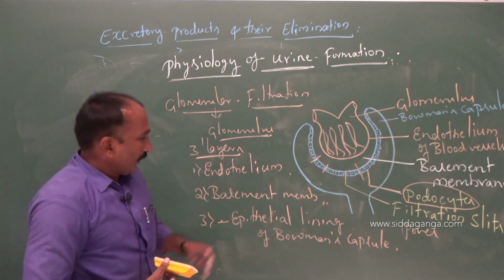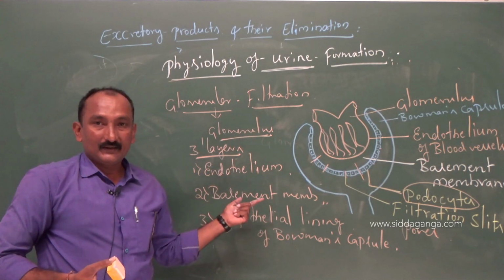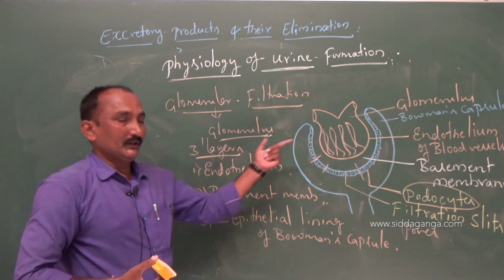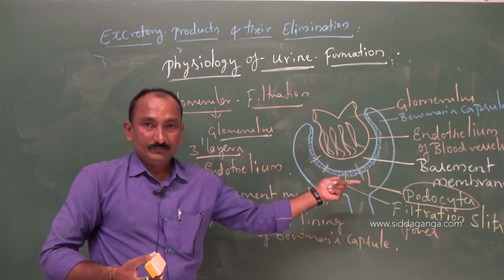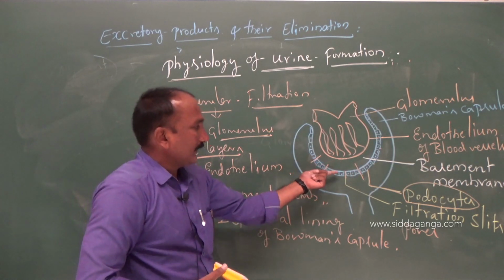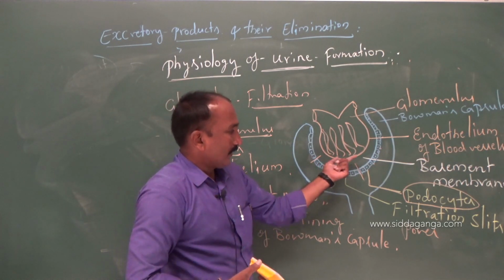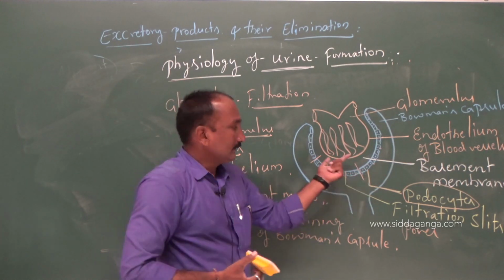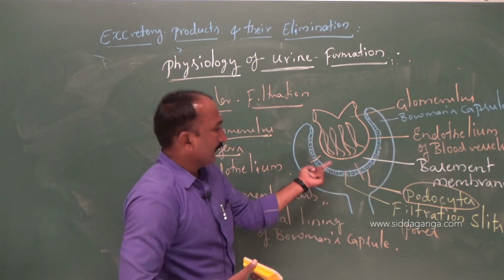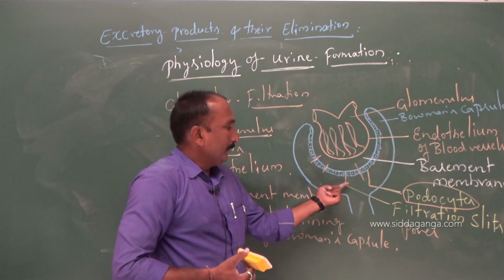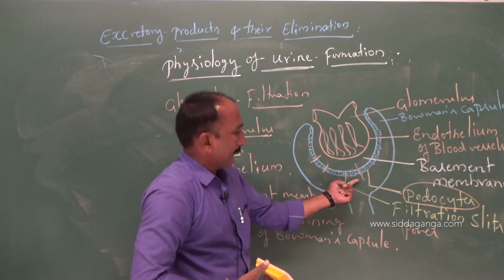So, the glomerular filtration occurs through these three layers. One is the endothelium of the blood vessel. Through that, blood will first be filtered. Then, just at the base of the endothelium, there is the basement membrane, and through that membrane the blood will be filtered, and then such blood will be filtered through the epithelial lining of the Bowman's capsule.